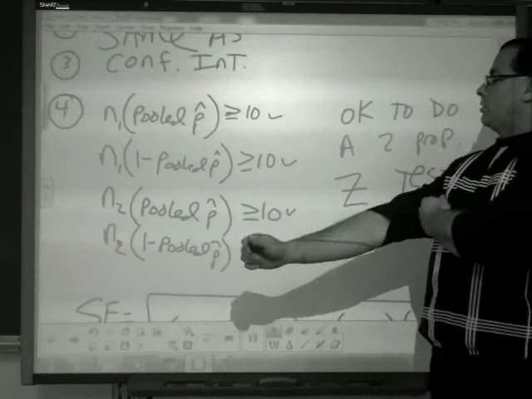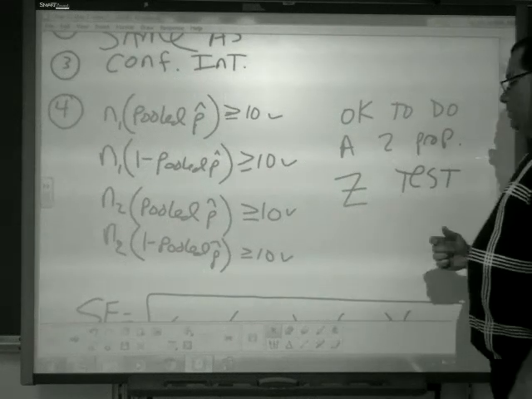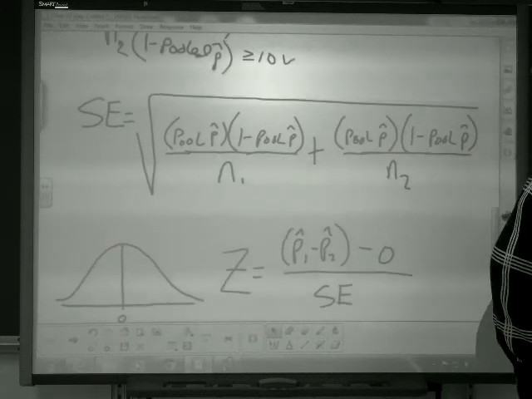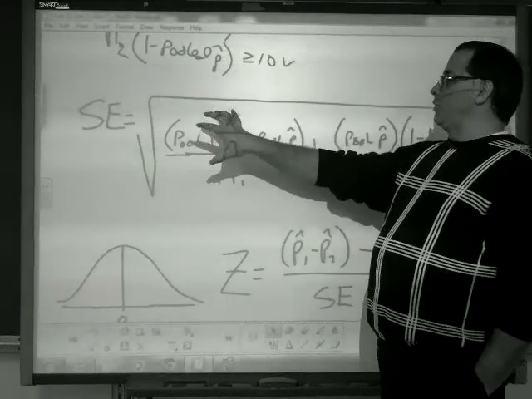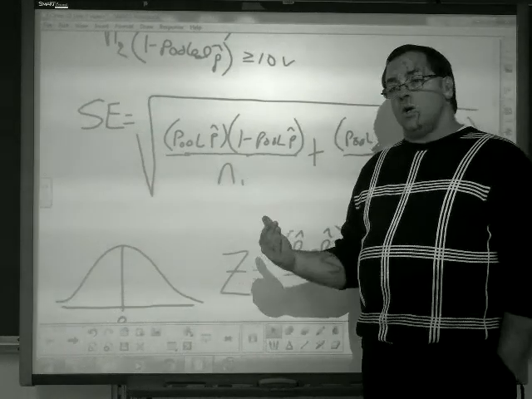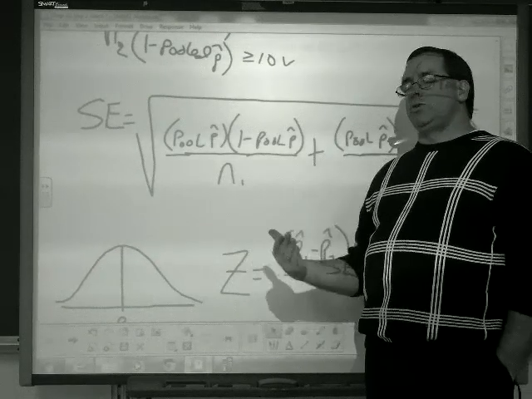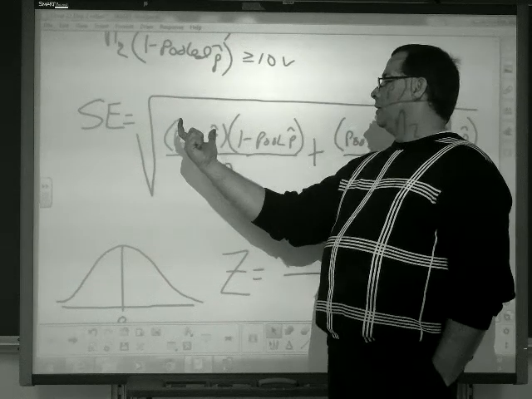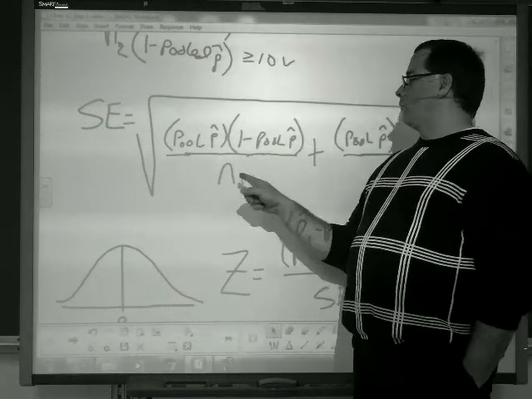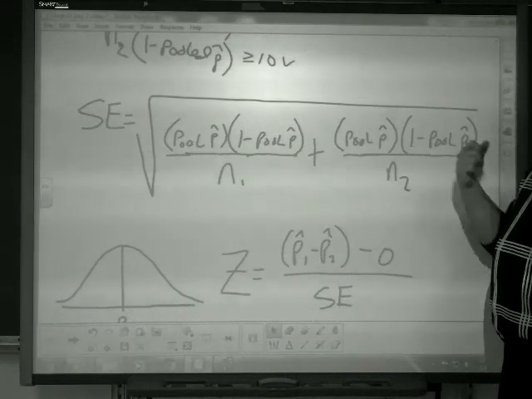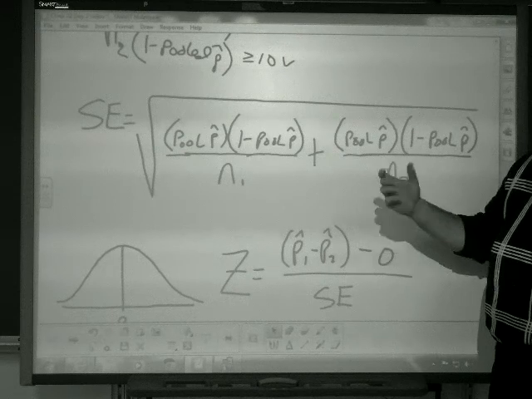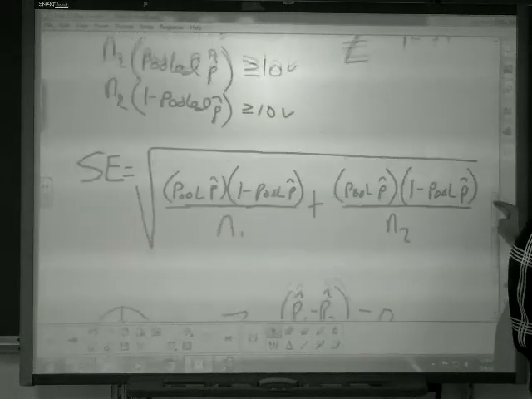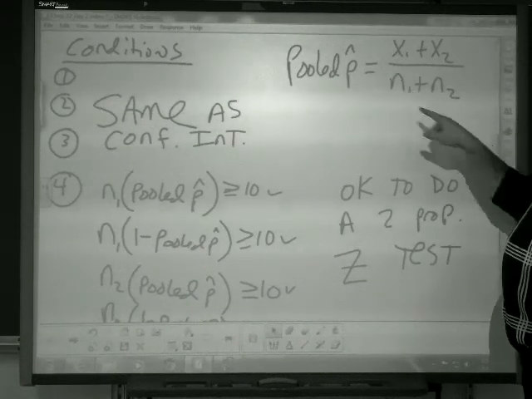Well, we know the calculator does all the work for us, but we still have to show what we're doing. So standard error, again, like before, is the sum of each of the pieces squared. But we're not going to use P1 hat and P2 hat because our initial assumption is that they're the same. So we use a pooled P hat and a 1 minus pooled P hat over N1. Pooled P hat times 1 minus pooled P hat over N2. Add those together. And again, we really don't ever calculate this. We just substitute in the numbers. So initially in the problem, you've got to calculate yourself a pooled P hat to use.